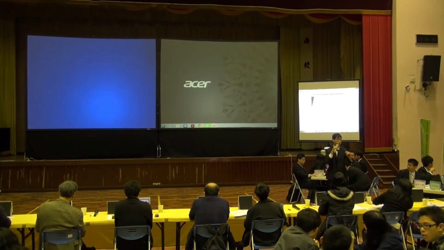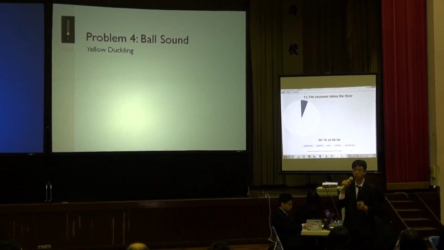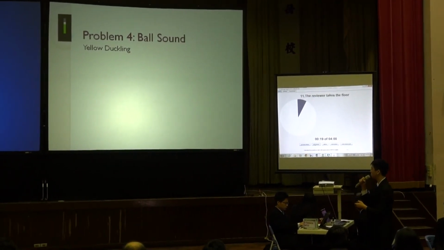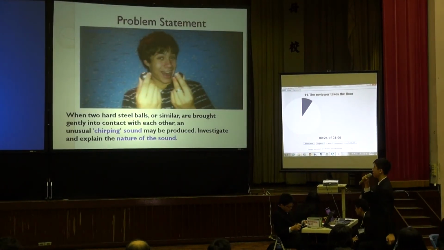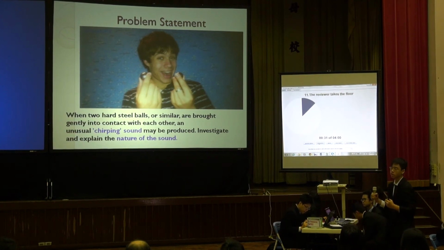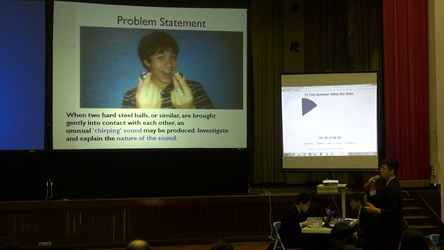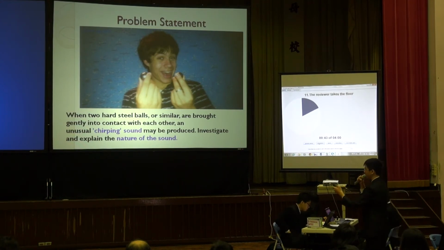And okay, so I'm the reviewer from the team, the Yellow Ducklings, and today I'm going to review problem number 4, the bow sound. Let's take a look at the problem statement again. The problem statement says that when two hard balls frequently contact with each other, an unusual chirping sound may be produced. And the problem statement wants us to investigate and explain the nature of the sound.